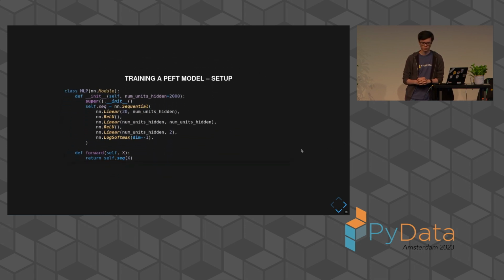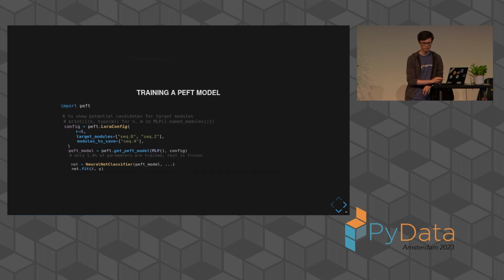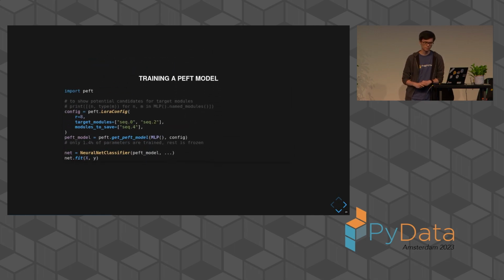So for this problem, let's just imagine we have a very simple model, a multi-layer perceptron with an input layer, hidden layer, output layer. And we want to apply parameter-efficient fine-tuning on this model. How can we do that? So we will import PEFT, and since we want to use LoRA, we will first create a LoRA config, which is like the specification of how we want to use it.